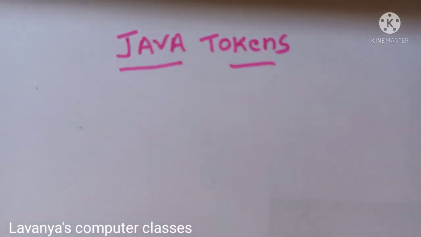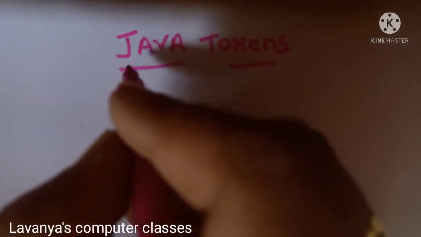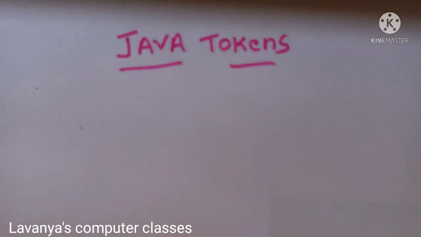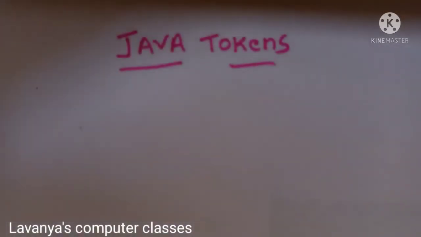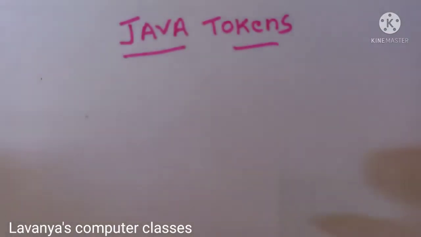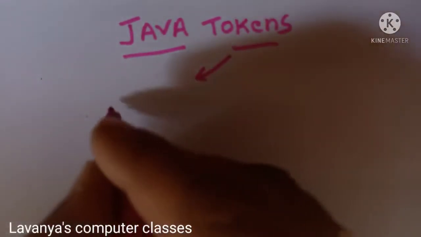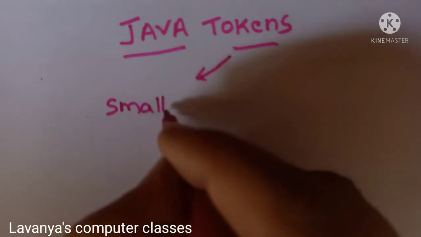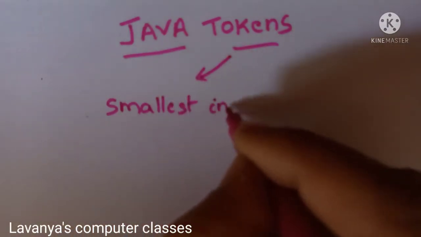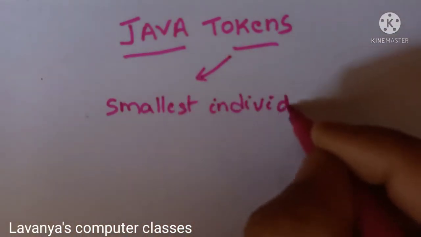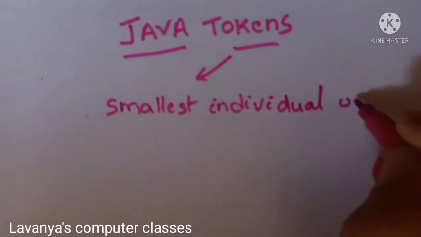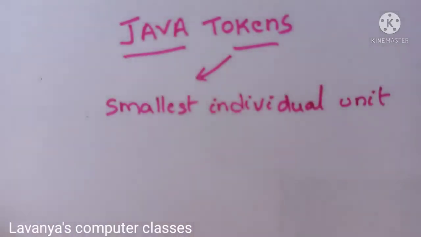In this video, we will explain Java tokens. So what is a Java token? Java is a collection of classes. A Java program is basically a collection of programs. In this, what does a token mean? The smallest individual unit is known as a token.